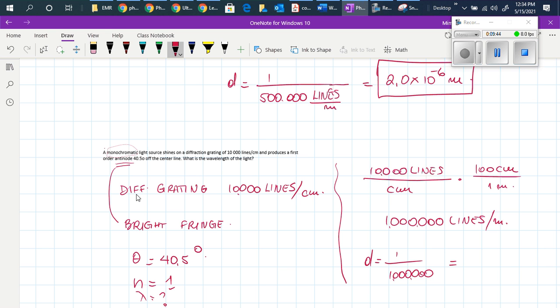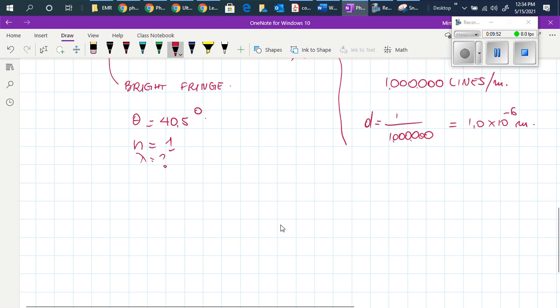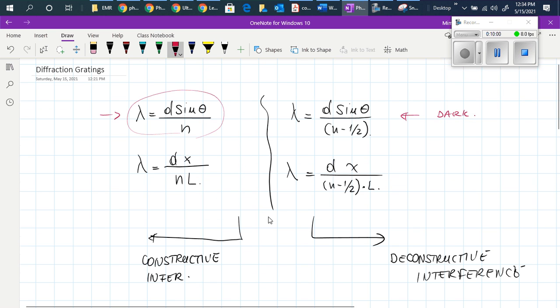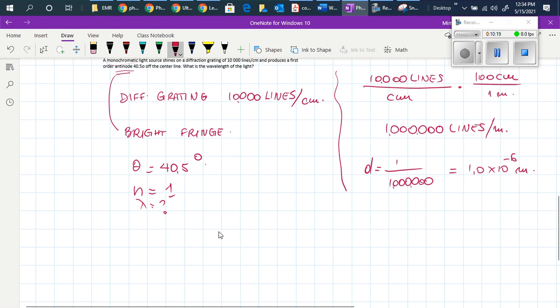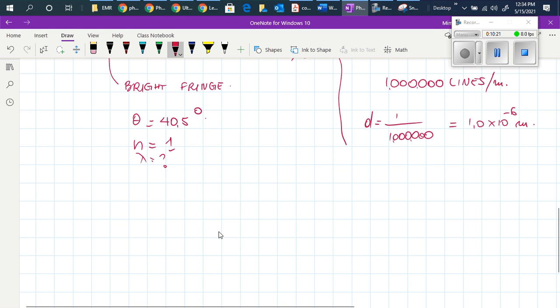And we will have 1.0 times 10 to the power of -6 meters as the distance between the two. And now we have to decide which formula we are using. Are we using d sine theta, or d sine theta over n? Since we have bright fringes, we are not going to this group of formulas, but we are just using one of the two, this one or this one. And since the angle is given, then we use the sine theta one.